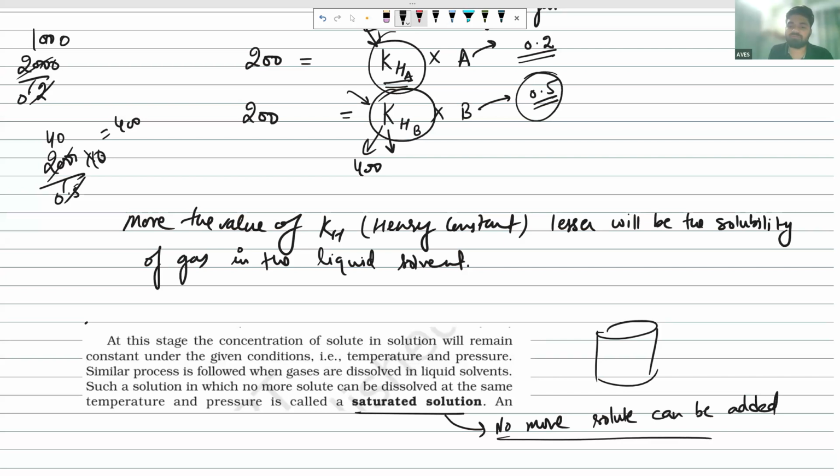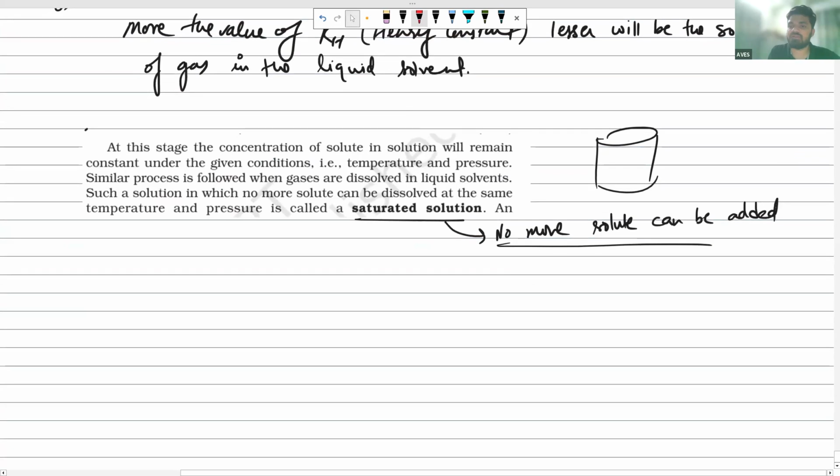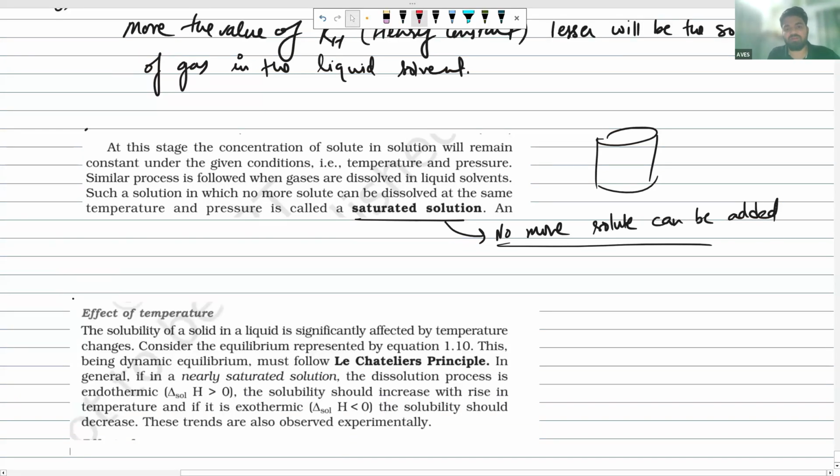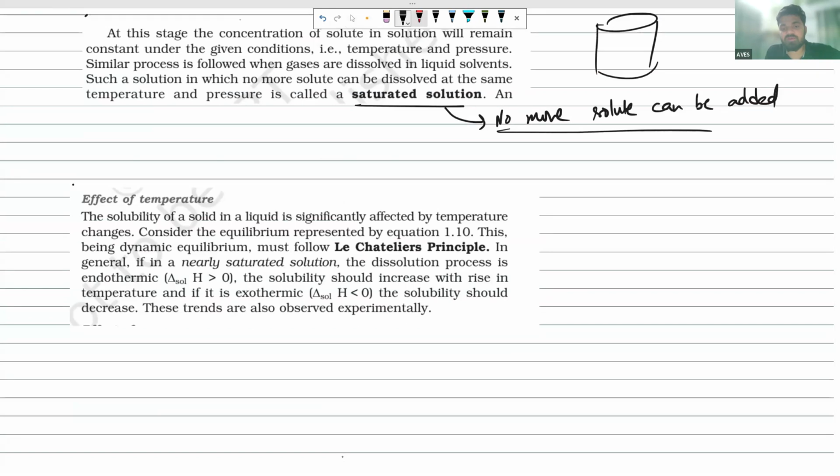Do you understand? Now, what does Le Chatelier's principle say about the solubility of gas? Let me explain the effect of temperature on the solubility of gas. These portions are easy portions from the NCERT, so I am taking this from the NCERT as it is.